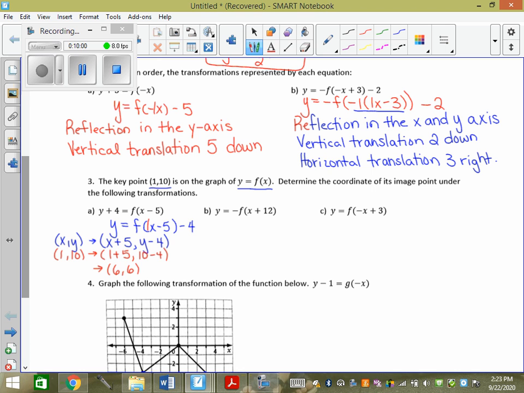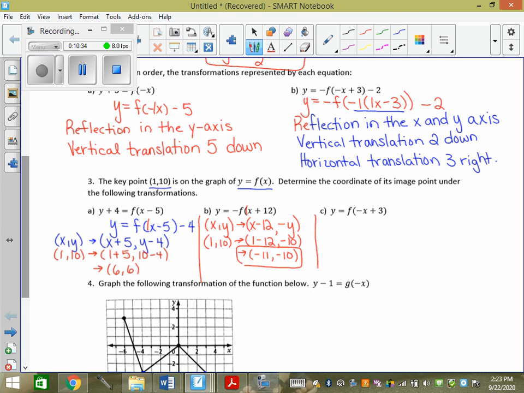This one's already in y equals and I have a 1 in front of my x. So I'm in a good form to start mapping. So (x, y) becomes, this is not with my x, so it's going to affect my y. So I'm going to go minus y. And then I need to move 12 to the left, so I'm going to subtract 12. Then I plug in my point. (1, 10) becomes 1 minus 12, negative 10. So it becomes (negative 11, negative 10).